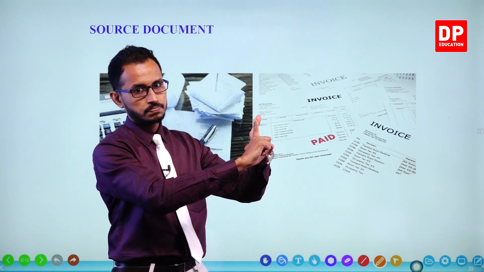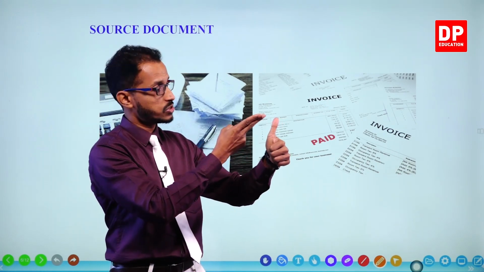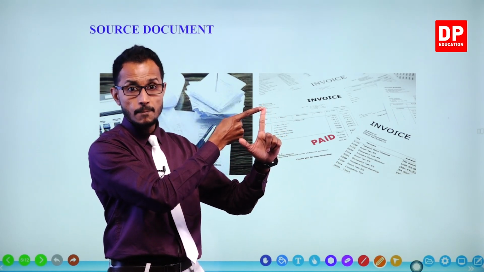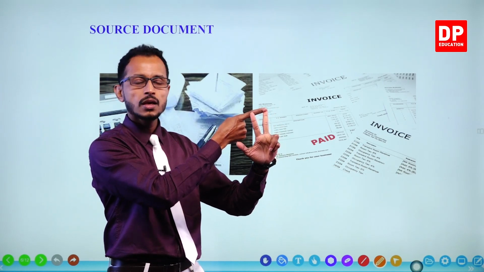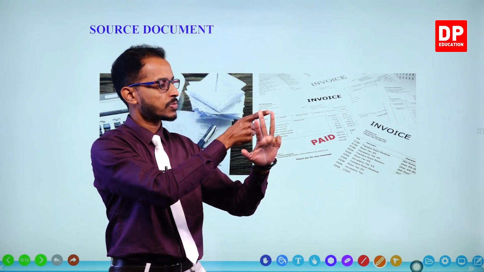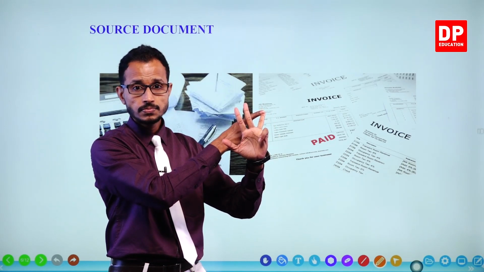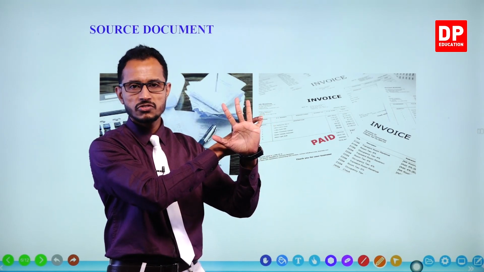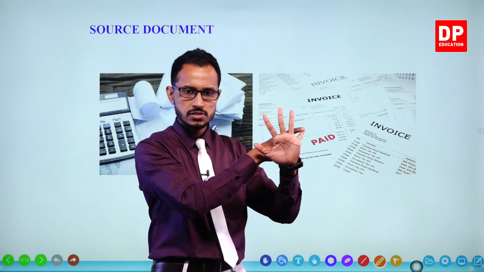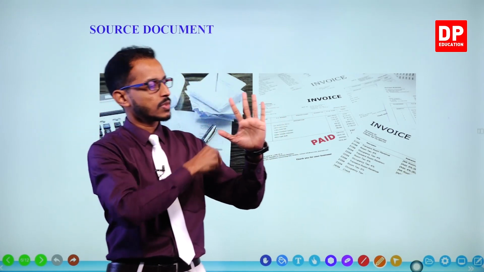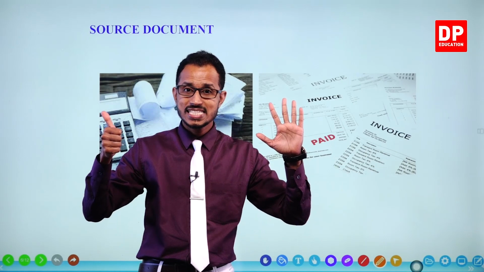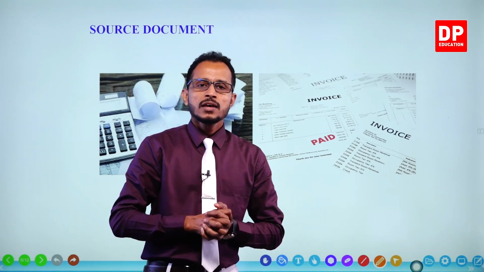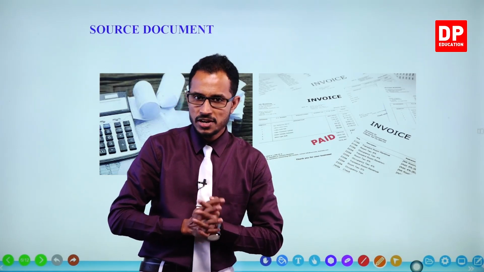6 prime entry books. First one, the cash book. Second, bank book. Third, petty cash book. Fourth, purchases book or purchases journal. Fifth, sales book, or sales journal. And sixth was the general journal. That's right. Good. You remember all the 6 prime entry books.